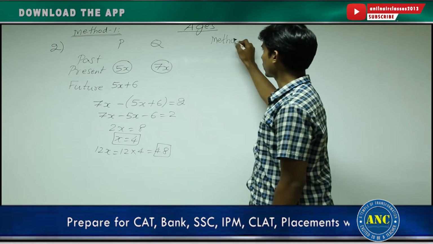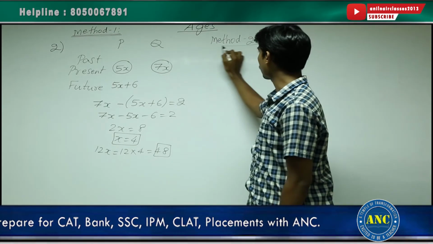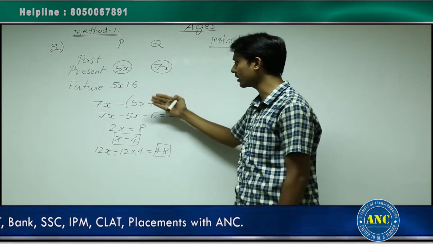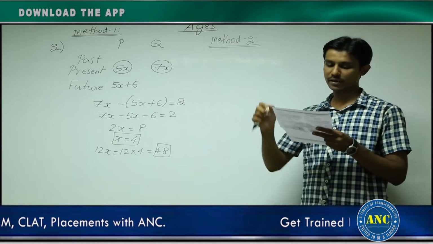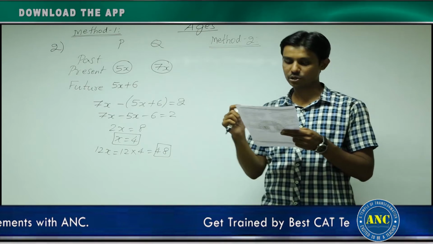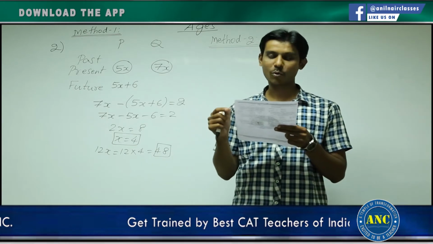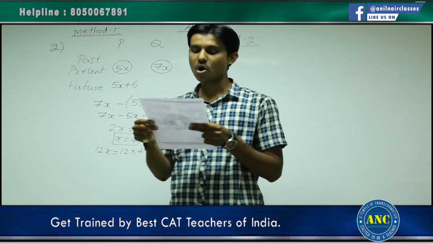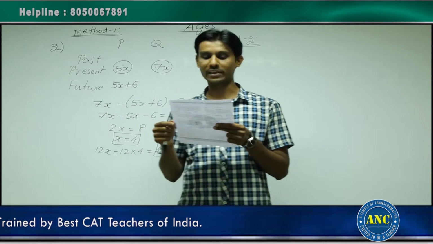But nothing is required. You need not prepare a table. You need not form an equation. Simplify, substitute, and get the answer. See here. Listen to the second method. Method 2. What are they telling? What is the main question asked in the statement? What is the total of P and Q present ages?